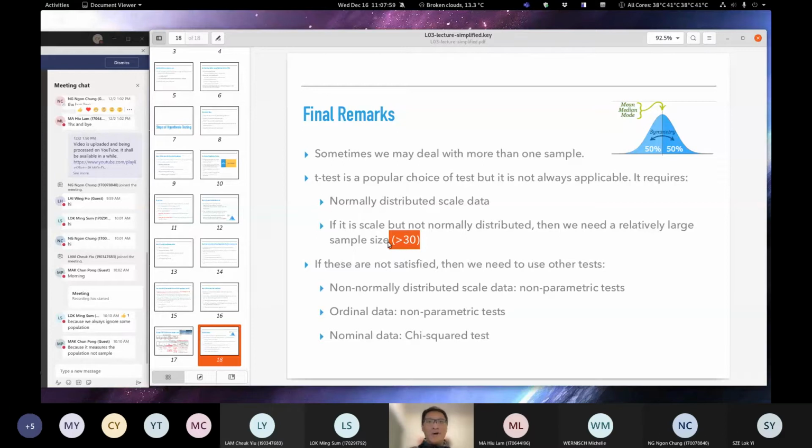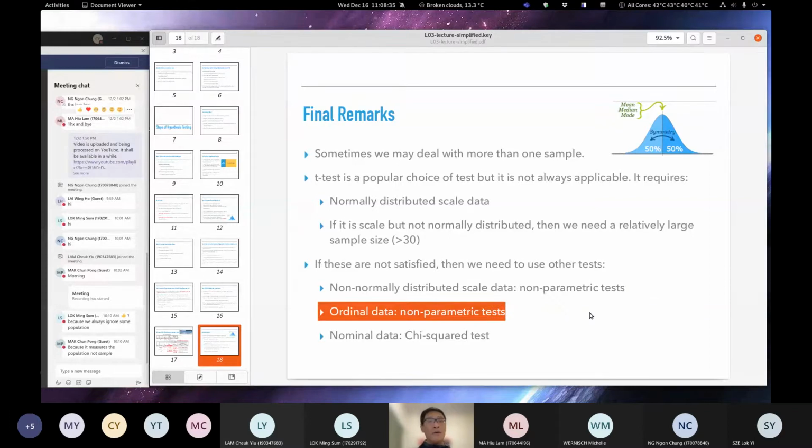Now, there are always some situations in which neither of these assumptions will be true. In that case, you need to do something else. If it is scale data, but it is not normally distributed and the sample size is not large enough, then you cannot use the t-test. In that case, we use another type of test called the non-parametric test. This test does not assume the normal distribution of the data, and so it is applicable in this case.